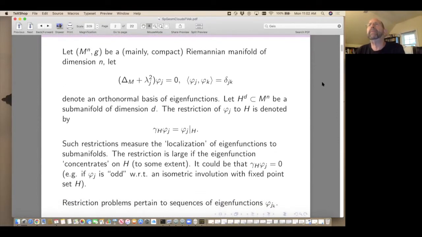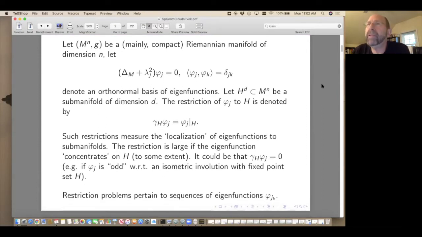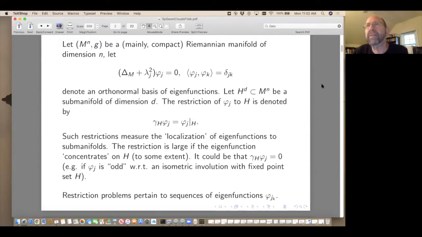So we're given a Riemannian manifold, which I will assume to be compact, and I denote the eigenvalues of it by lambda j squared. On the other hand, I take a submanifold, H of dimension little d, inside of my ambient manifold of dimension n, and I restrict the eigenfunction to the submanifold. So there now exist quite a lot of studies of restrictions of eigenfunctions to submanifolds.